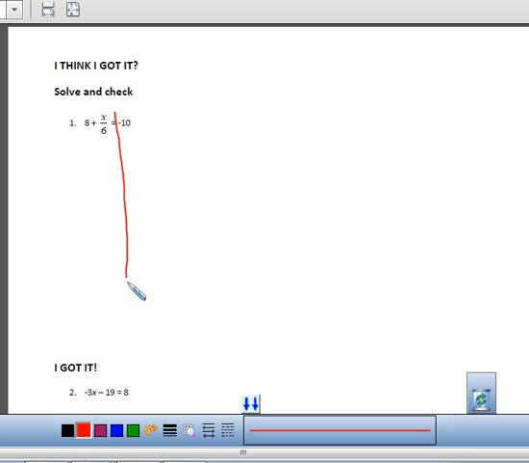Okay, draw your line. Notice it says solve and check. So I have 8 plus x over 6 equals negative 10. Now, I need to get rid of that 8 plus, or plus 8. So I'm going to do minus 8 first. 8 and minus 8 becomes 0. The x over 6 comes down. Equals, now negative 10 minus 8 is not negative 2, it's not positive 2, it's negative 18.